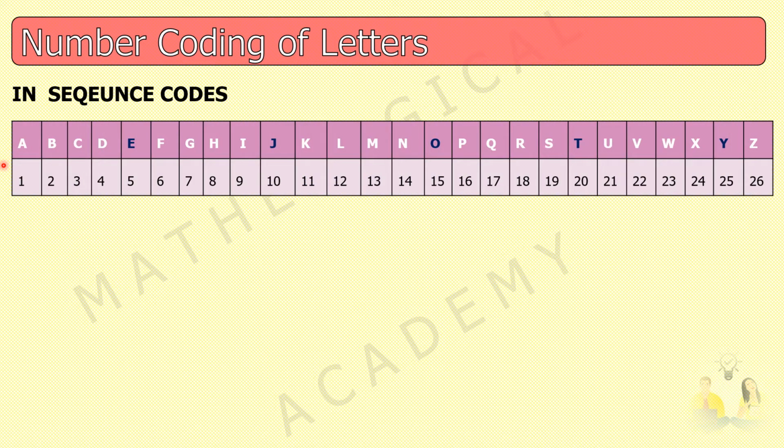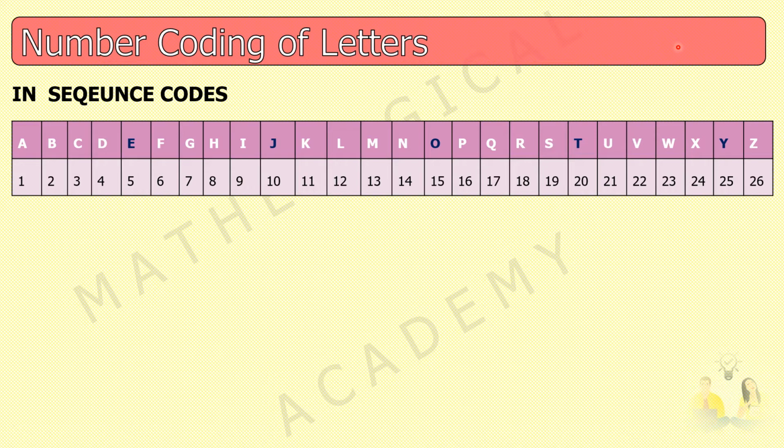One more very important style of coding is number coding of letters. Here letters are coded as numbers, actually as sequence numbers in which they occur in the alphabet. So A is coded as 1, B as 2, C as 3, D as 4, E as 5, and so on. There is one simple way of remembering this, taught in most of the coaching classes. We call it EJOTY, EJOTY, which occur at 5th, 10th, 15th, 20th and 25th place.